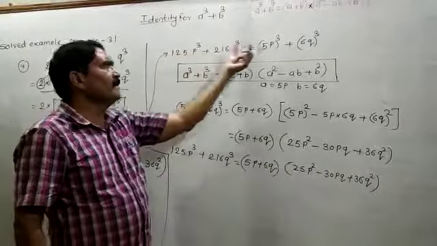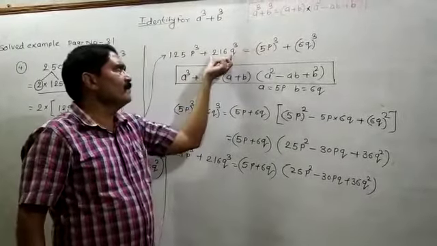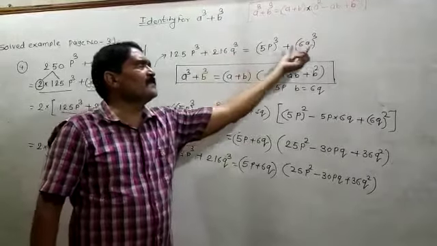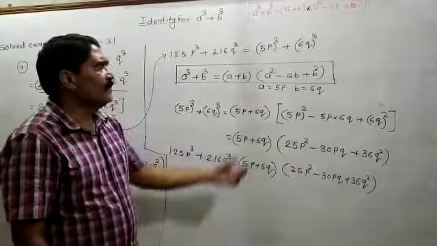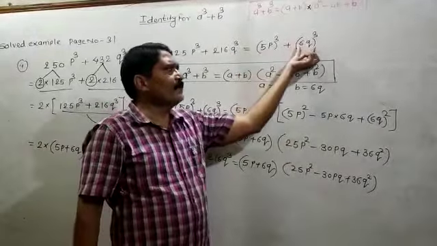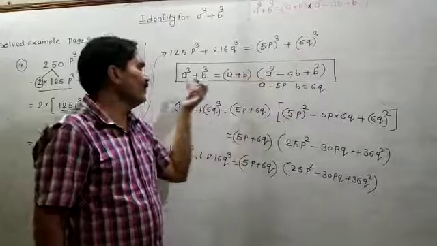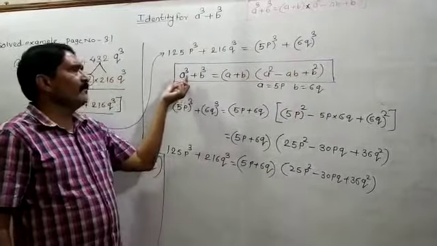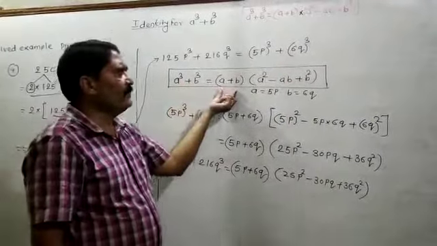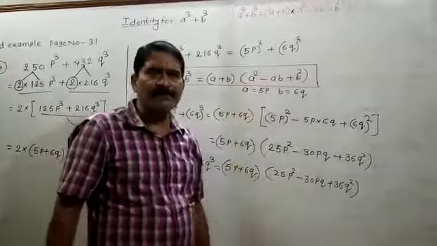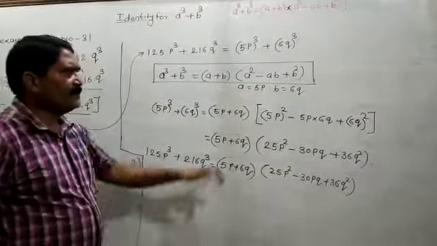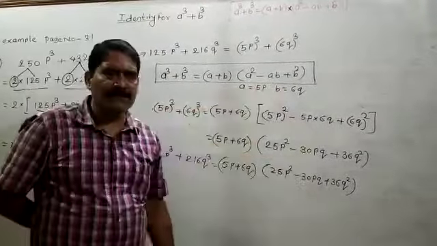This 125 p cube is (5p) bracket cube, and 216 q cube is (6q) bracket cube. So here this is in the form a cube plus b cube. So you have to put a equal to 5p and b equal to 6q. You have to utilize the identity: a cube plus b cube is equal to (a plus b) in one bracket, (a square minus ab plus b square) in another bracket.